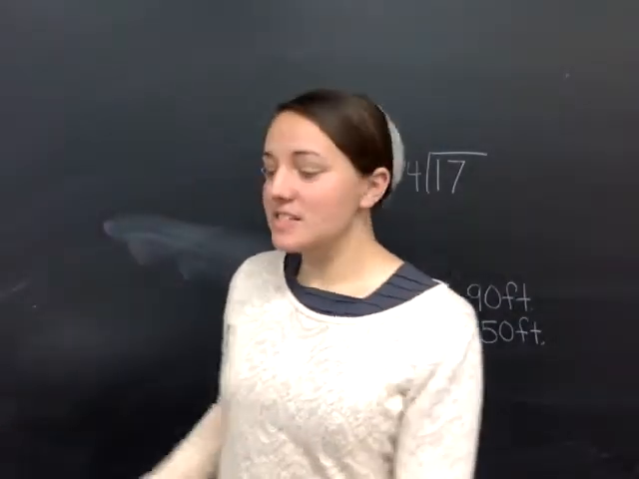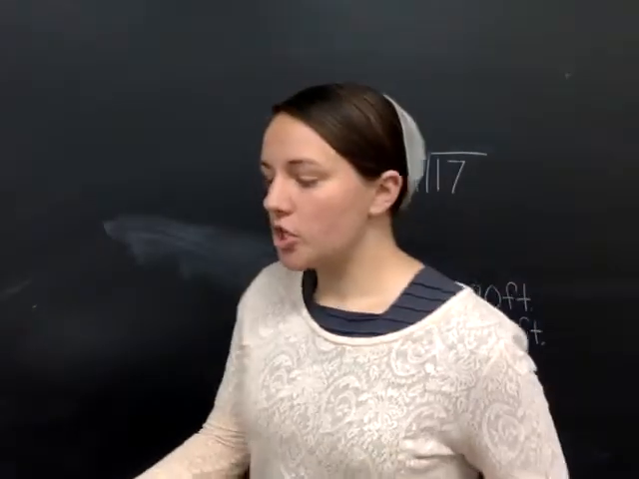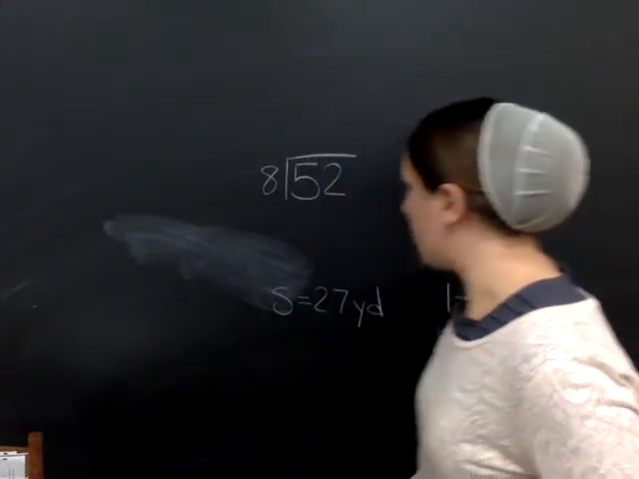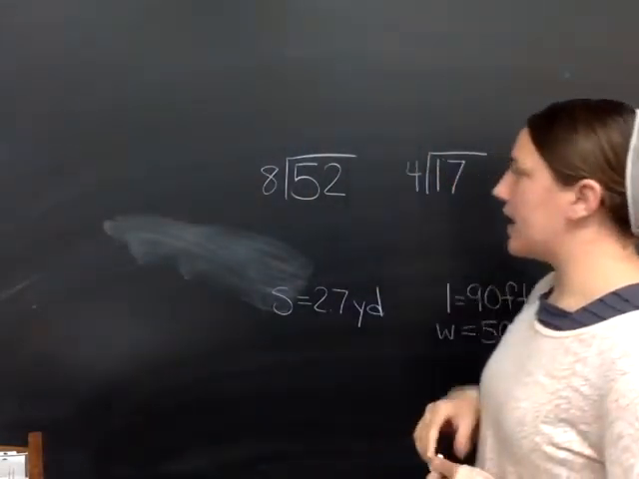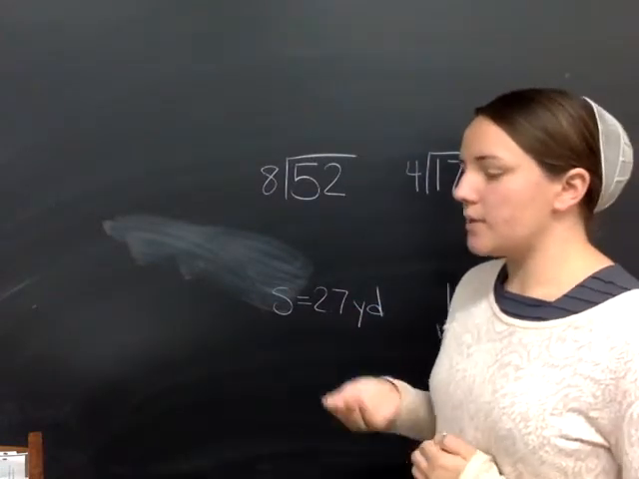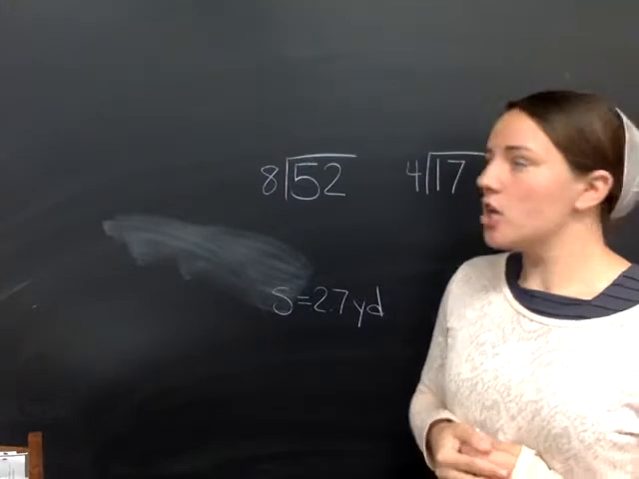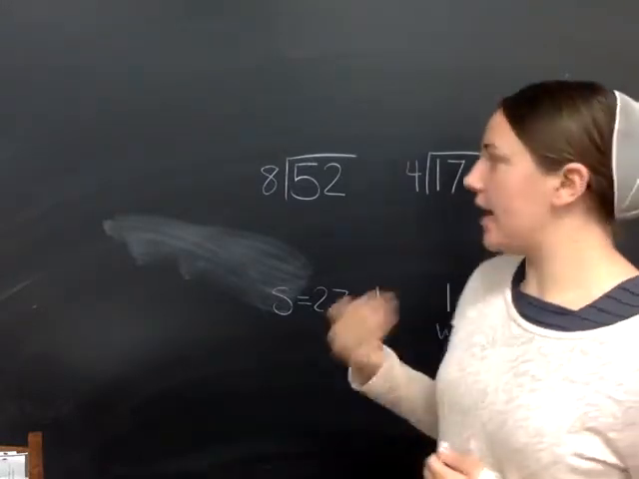Okay, our lesson today, we are annexing zeros when dividing. So I have a couple problems here on the board. Now, first of all, let's just go ahead and start dividing them, and then we'll talk about the concept here that we're learning today. So I have 52 divided by 8. So let's go ahead and divide that.